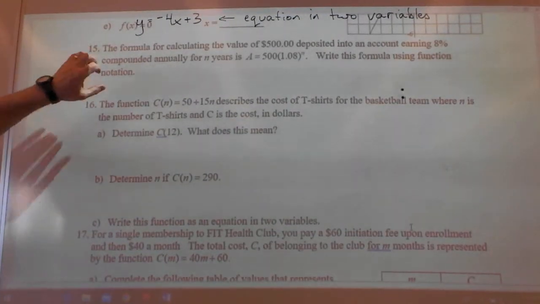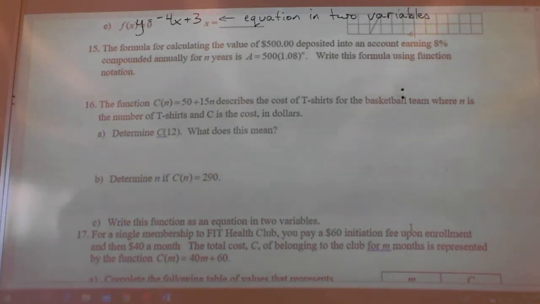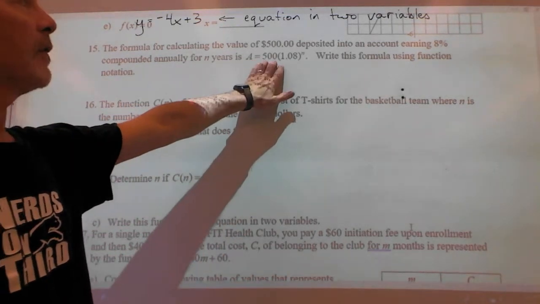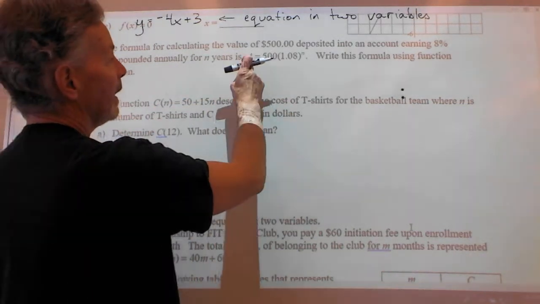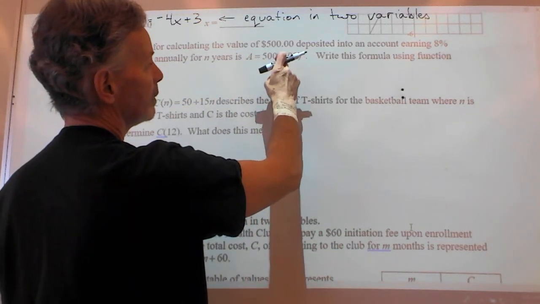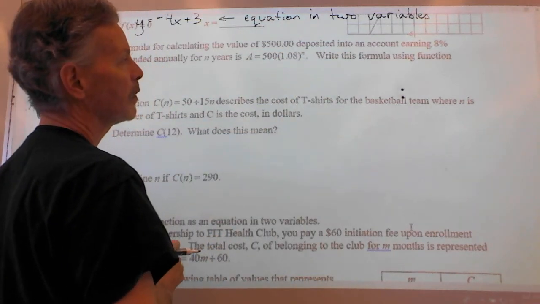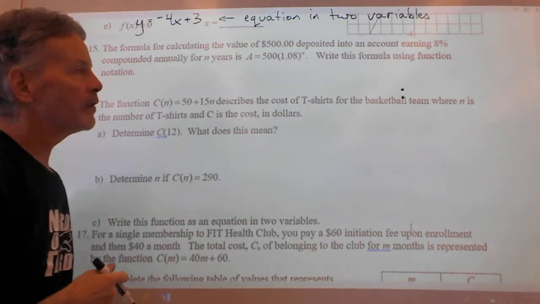So, this one says, the formula for calculating the value of $500 deposited into an account earning 8% compounded annually for n years, in words, is, here's the important point, A equals 500 times 1.08 to the nth exponent. Write this formula using function notation.